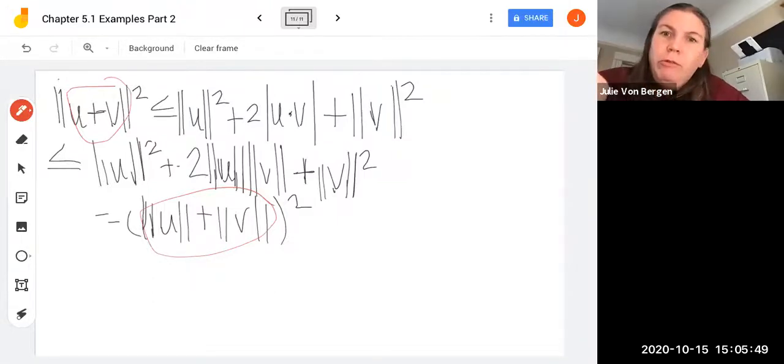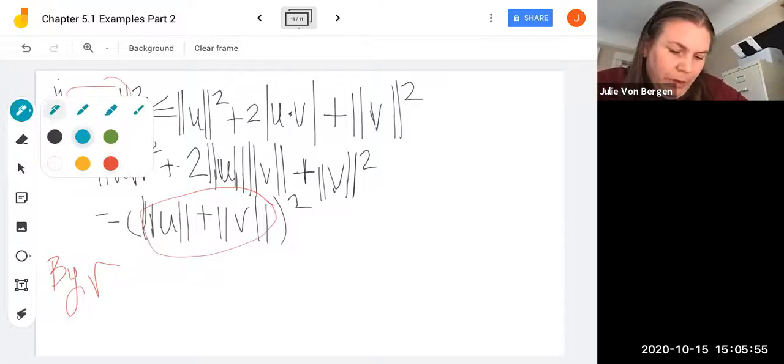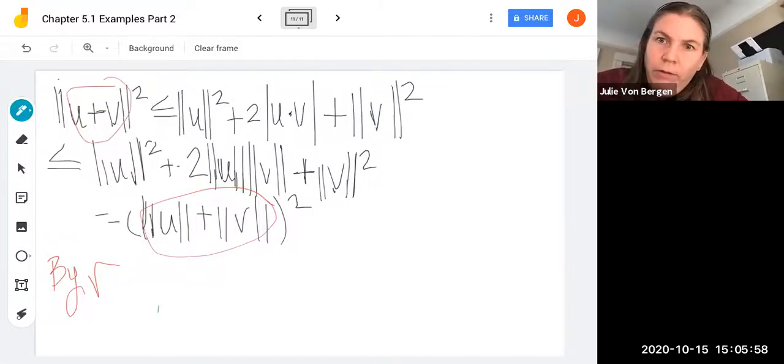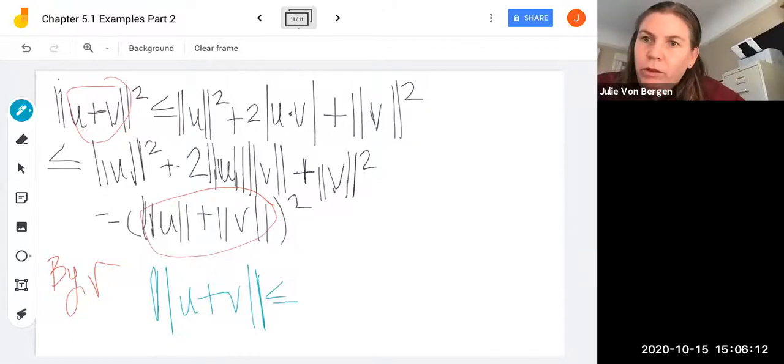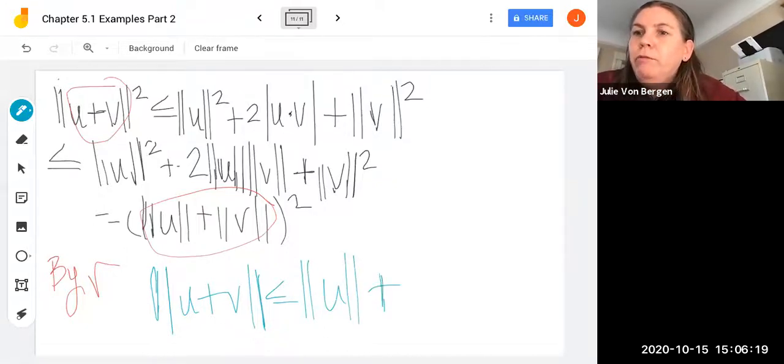So by square rooting, we get this relationship, that the norm of u plus v is less than or equal to the norm of u plus the norm of v. So that's our triangle inequality proved. And we sort of saw proof by picture earlier.